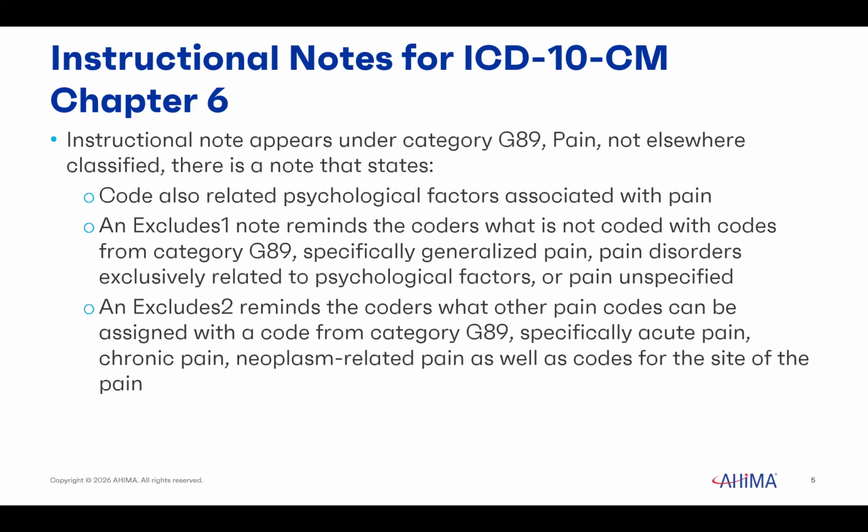And here's an example of that. Under G89, pain not elsewhere classified, we code the psychological factors and we see an excludes 1 note. In other words, this is mutually exclusive of what is to be not coded with these codes in code category G89, right? And G89, of course, is generalized pain and pain disorders exclusively related to psychological factors and unspecified pain. We also have an excludes 2 note that tells us what other pain codes can be used with category G89 codes.